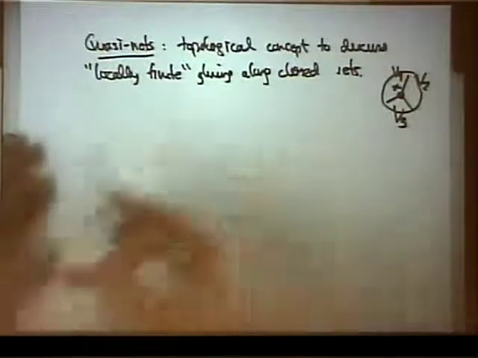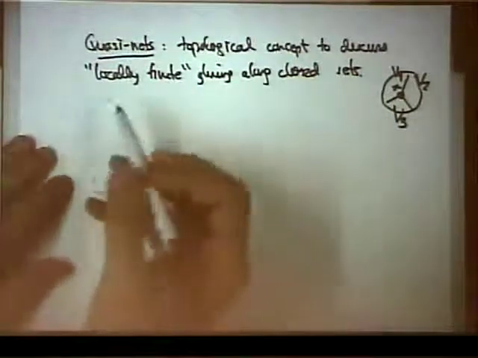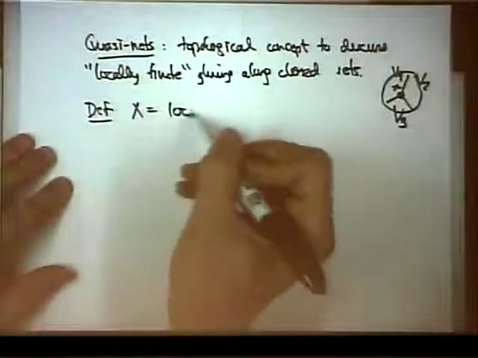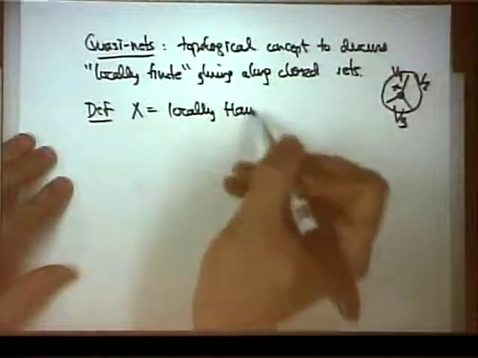So let me first introduce this notion of quasi-net. So it's just a definition. So say X is a locally Hausdorff topological space.